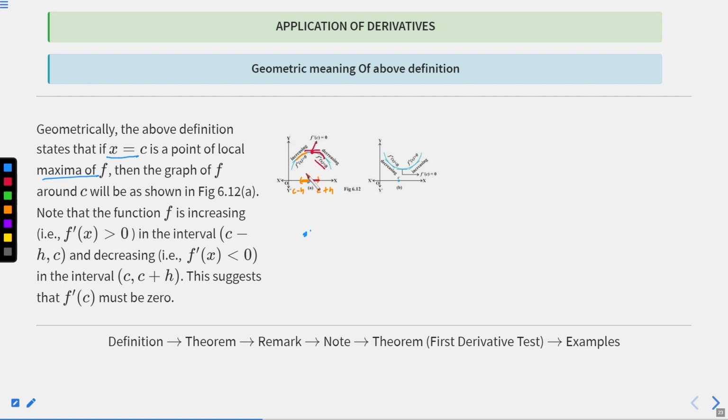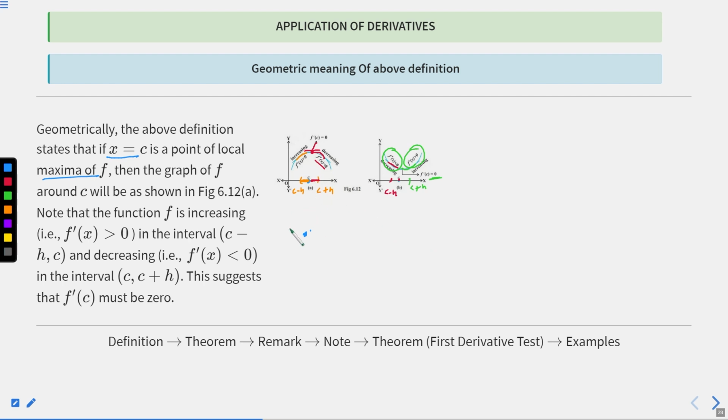Okay, clear? Now if you look at this graph, then as you can see, from c minus h to c the graph is decreasing, but to c plus h the graph is increasing. So that's why on the left hand side of c, f prime will be negative, but on the right hand side, f prime will be positive. At c it will be just equal to 0. Clear?